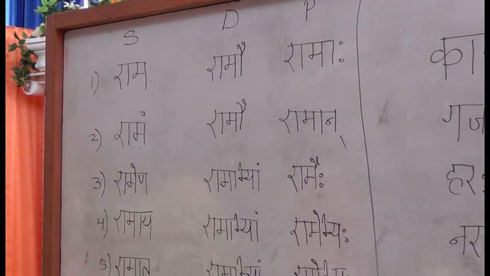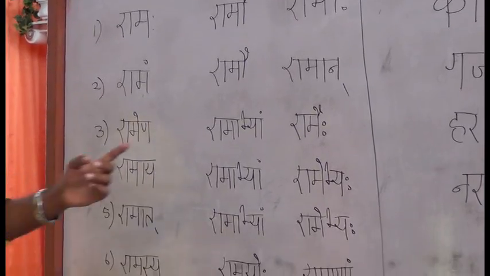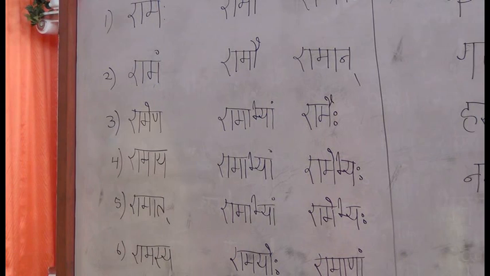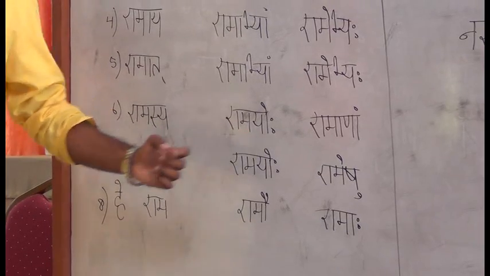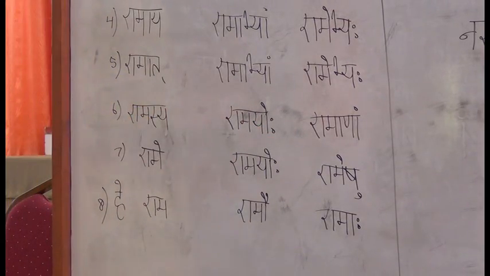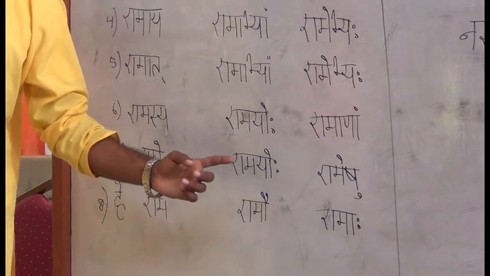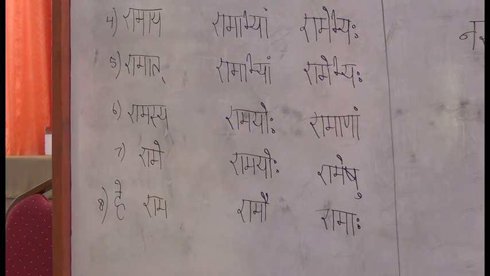Narau. Naraha. Naram. Narau. Naran. Are you seeing what I'm doing? Narena. Narabhyam. Naraihi. Naraya. Narabhyam. Narebhyaha. Narat. Narabhyam. Narebhyaha. Narasya. Narayoho. Naranam. Nare. Narayoho. Nareshu. He Nara. He Narau. He Naraha. You guys saw what I did there?